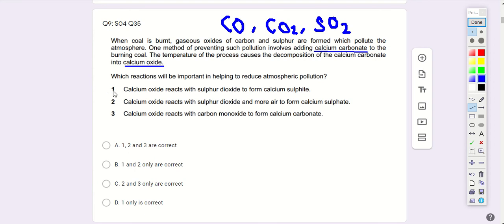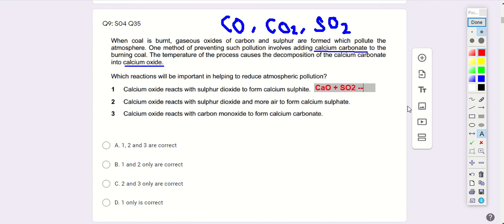So we look at statements 1, 2, 3. They are showing you the reaction between calcium oxide and these gaseous oxides. Let's look at the first one. Calcium oxide reacts with sulfur dioxide to form calcium sulfide. Let's write the equation. For number 1, calcium oxide reacts with sulfur dioxide.